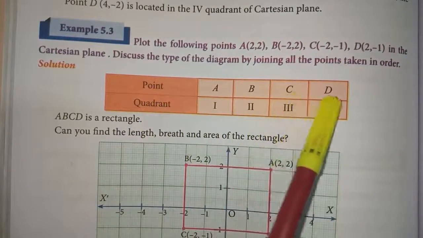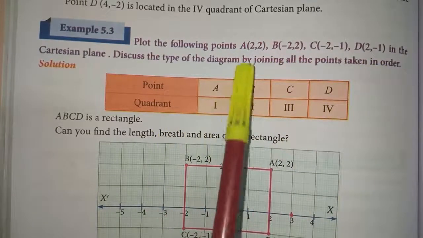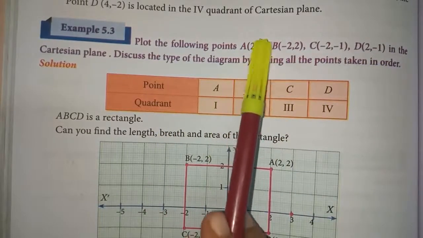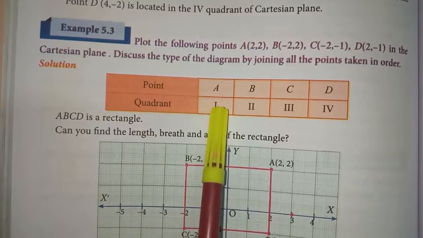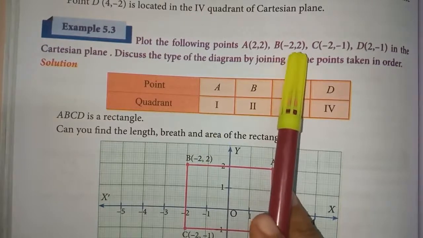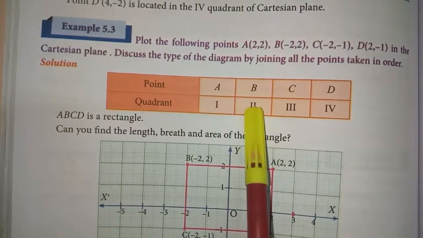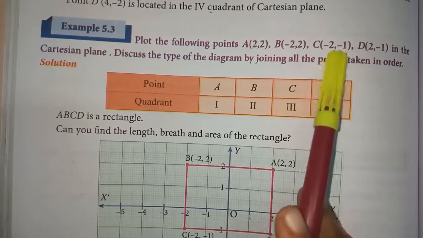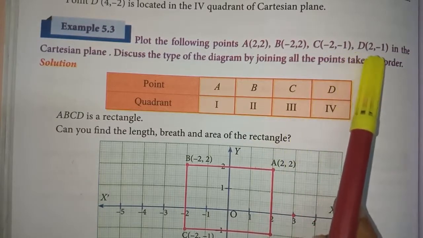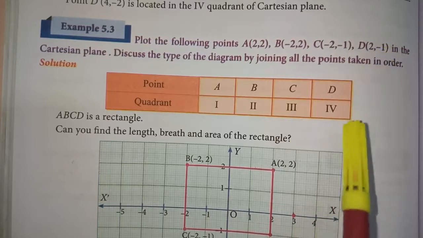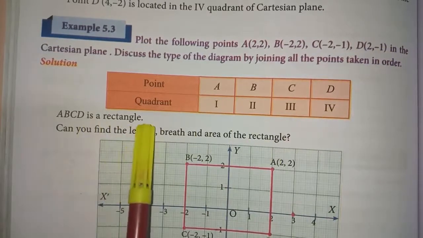So A, B, C, D, here you have 4 points and the quadrant is, first you can see 2, 2. Both are positive, it lies in the first quadrant. Then minus 2 comma 2. Negative and positive, it lies in the second quadrant. C, both are negative, so it lies in the third quadrant, and D, x is positive and y is negative, so it lies in the fourth quadrant. So we can get ABCD is a rectangle.